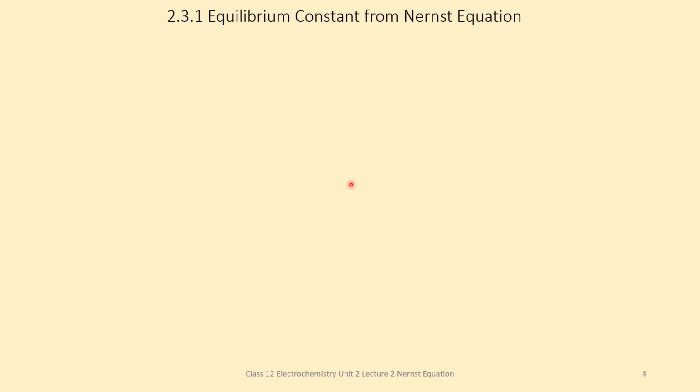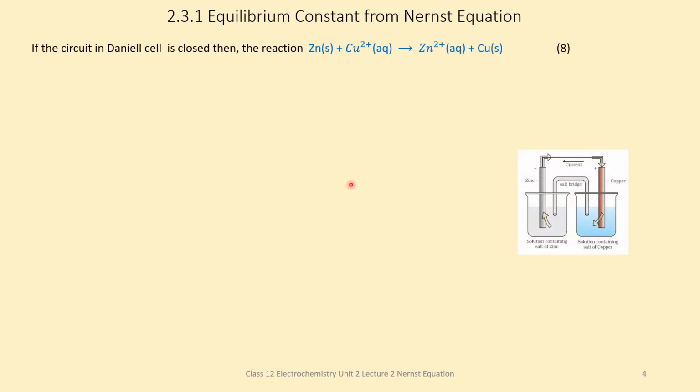Equilibrium constant from Nernst equation. We can calculate equilibrium constant from Nernst equation. If the circuit of the Daniell cell shown on the screen is closed, then the reaction Zn(s) plus Cu2 plus (aqueous) forms Zn2 plus (aqueous) plus Cu(s).